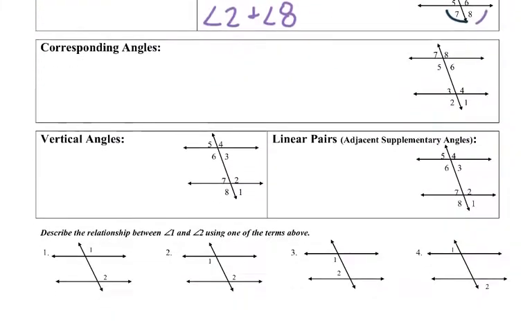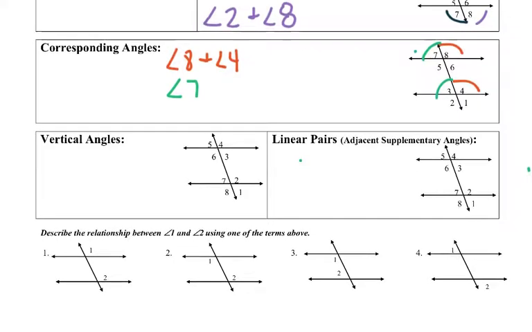Then the next kind of angle is corresponding angle. I'm just going to show you what those are. Those are hard to describe in words. Corresponding angles are one in and one out. So it's like angle 8 and angle 4 are corresponding. Angle 7 and angle 3 in this picture are corresponding. One is inside the parallel lines really, and one is outside, and they're on the same side of the transversal.